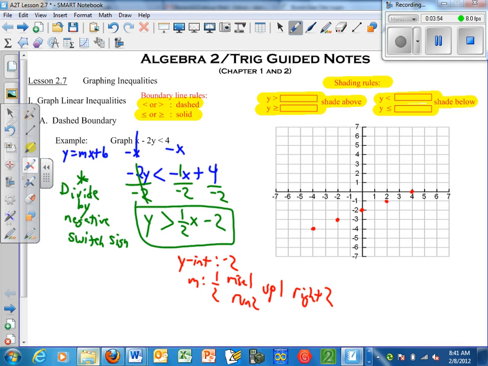Now, let's take a look at our boundary. Does it need to be solid or dashed? There is no equal to part. If you look right here, there's no equal to part on it. So we are using a dashed boundary line. So make sure you draw it dashed. And I'm going to pull up my line here.